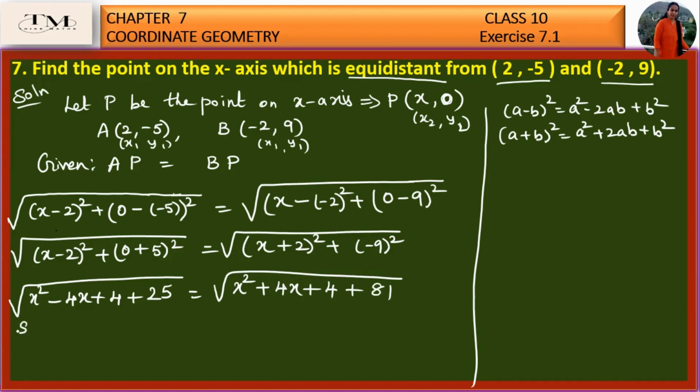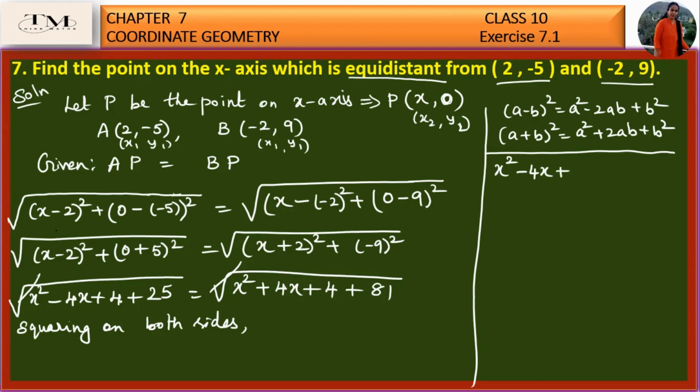So if you square on both sides, these roots will get cancelled. So we will have x square minus 4x plus, what is 25 plus 24? It is 29. On the other side, we will have x square plus 4x plus 4 plus 81 is 85.